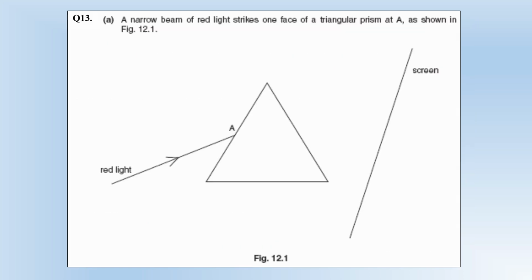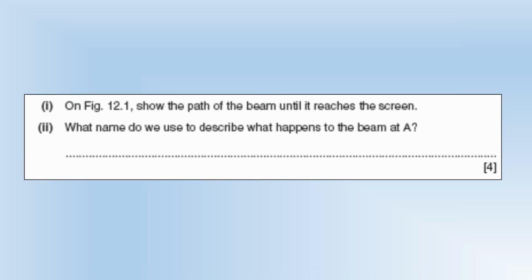A narrow beam of red light strikes one face of a triangular prism, as shown. So what we're going to do is I'm going to draw on what would happen next, because that's almost certainly where this question is going. So we get it being refracted at both surfaces. Okay, so we've shown that.